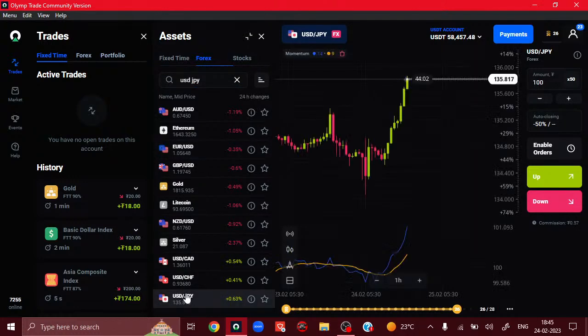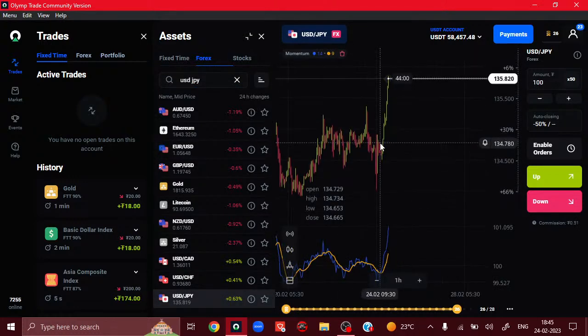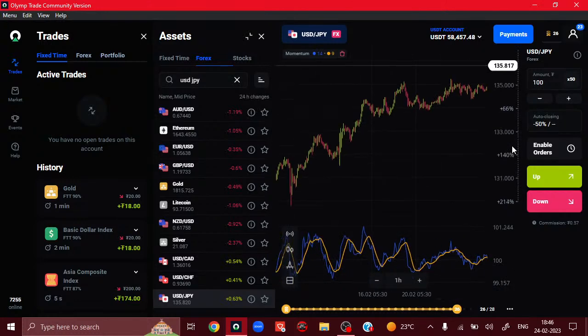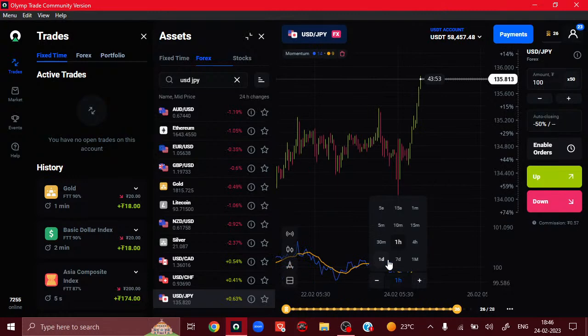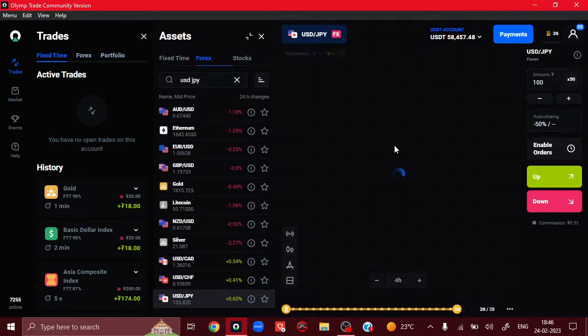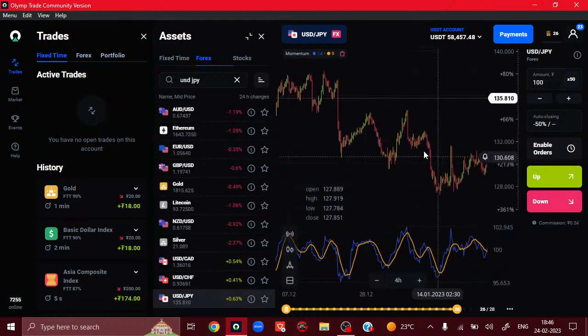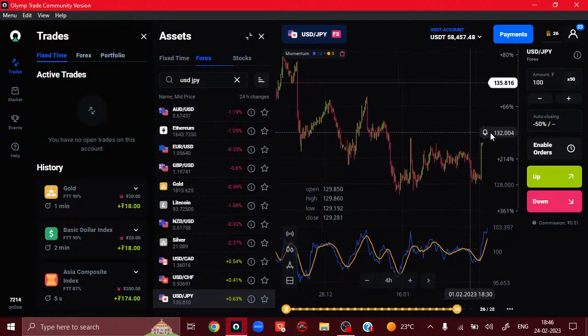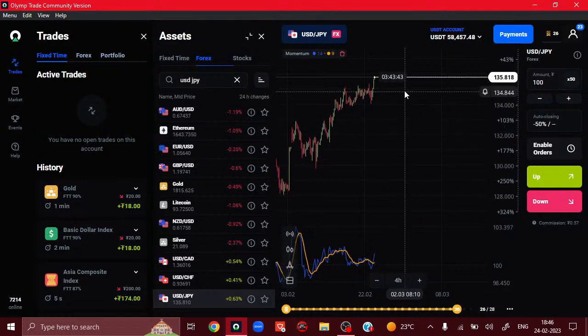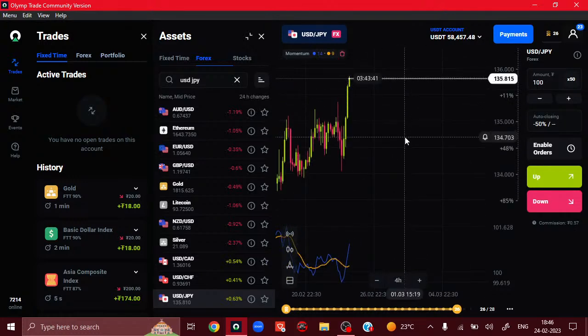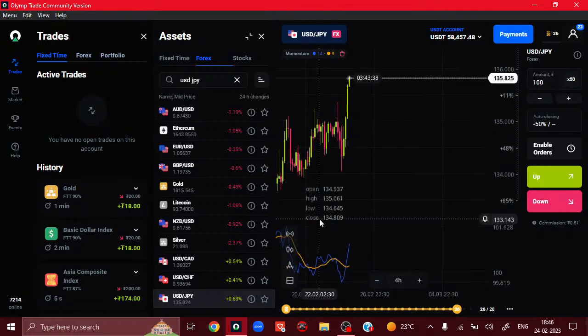From the current price, you should enter into a downside trade with a very short stop loss, since it has started to rise. But if you look at the bigger picture here, it is sitting at a resistance level. From here, this is an important level, 135. So from this point we can enter into a downside trade, but the stop loss should be kept very less.